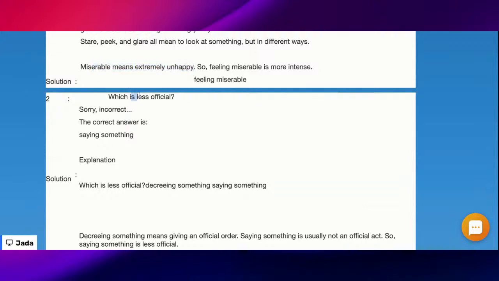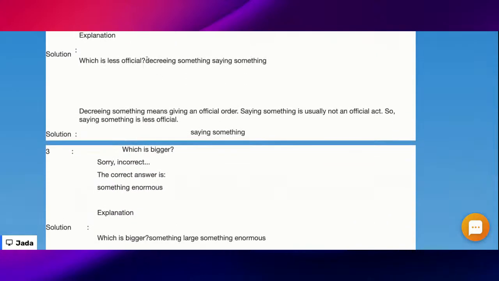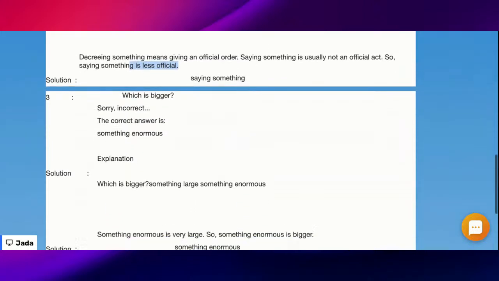We also have which is less official, saying something. So which is less official? Decreeing something, say something. Decreeing something means giving an official order. Saying something is usually not an official act. So saying something is less official. But if you're decreeing, oh, I declare that this, then it is official. Okay. Great. You have them all in your notebook. That's perfect.